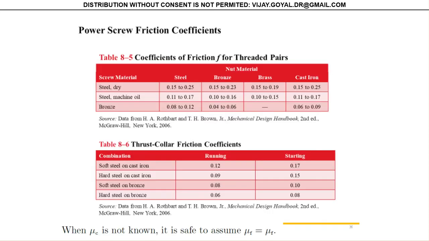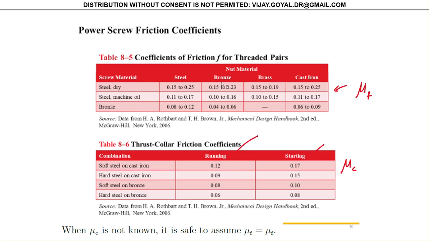If you go to tables 8.5 and 8.6 of your textbook, you will see that you have different types of friction. This is the friction for your thread. This is for the collar thrust friction, mu c. And you can see you're going to have different values. You're going to have one value when you're running, and another when you're starting.